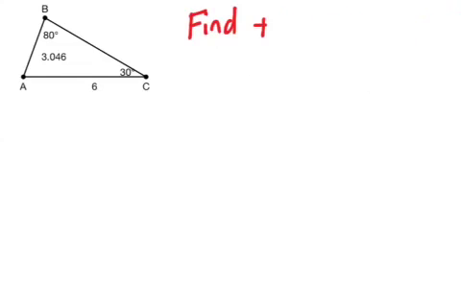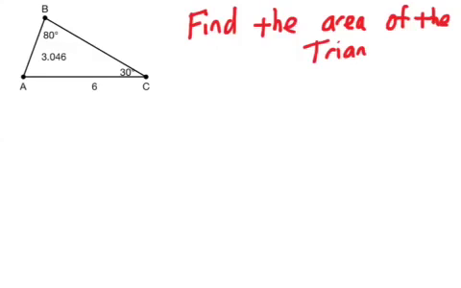Alright, next type, triangle ABC. We're going to find the area again. Big B is 80, big C is 30, AB is 3.046, and AC is 6. I'm going to go ahead and label my triangle, little a, little b, little c. So I know little b, I know little c. I don't know the included angle, but I know the other two, so I could use my angle sum theorem and say, well, all triangles add up to 180 degrees.